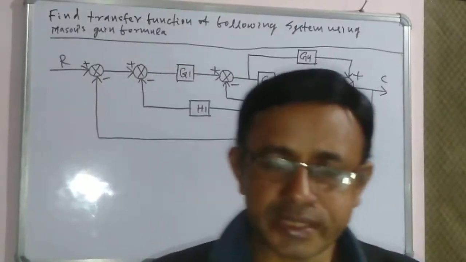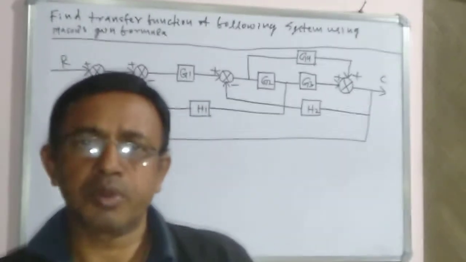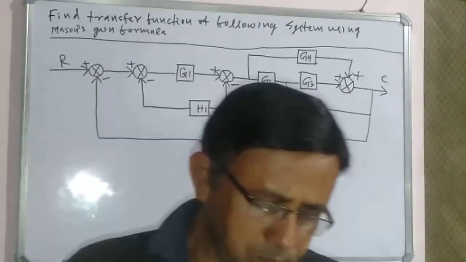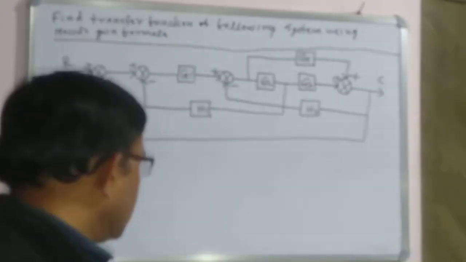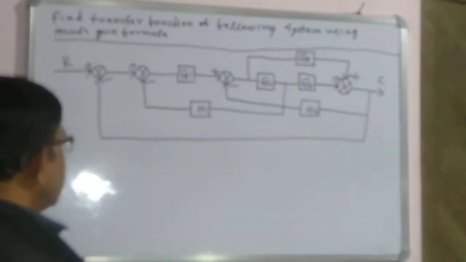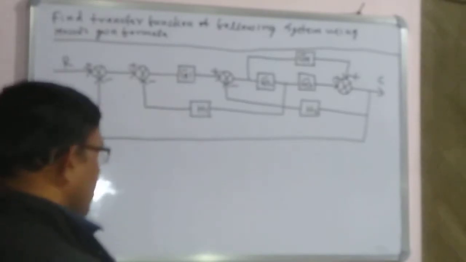My dear students, in today's video I will teach you how to solve a block diagram problem using a signal flow graph, or using Mason's gain formula. So this is the problem: find the transfer function of the following system using Mason's gain formula.